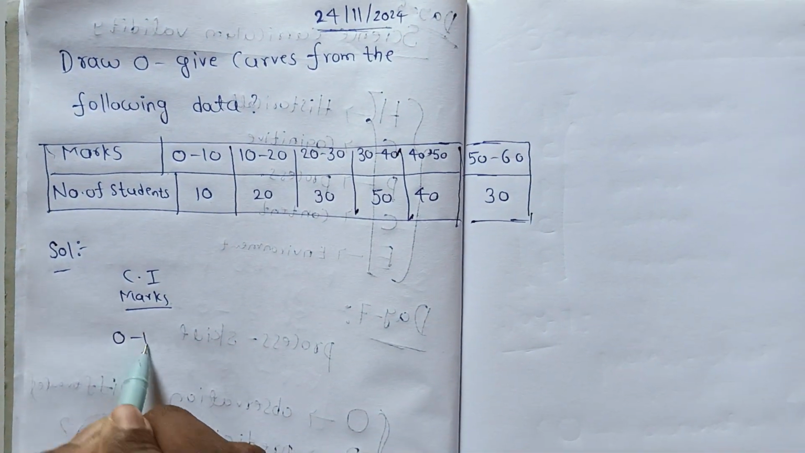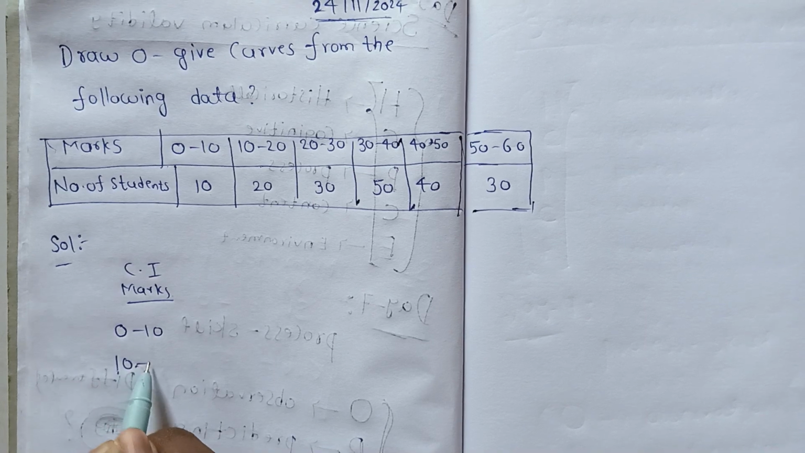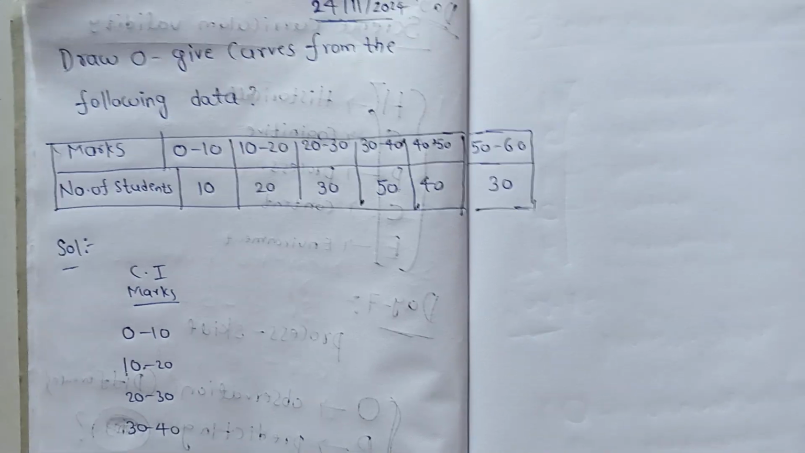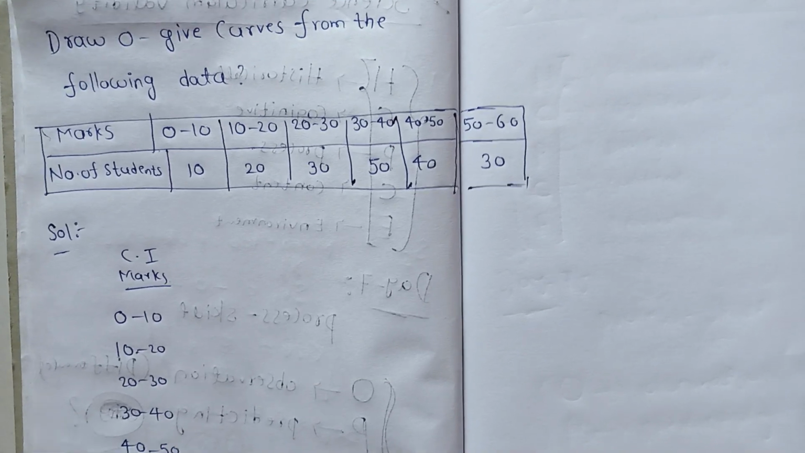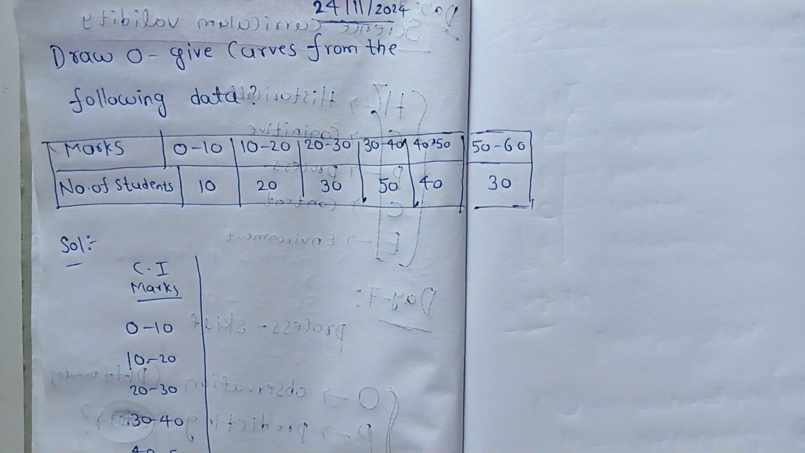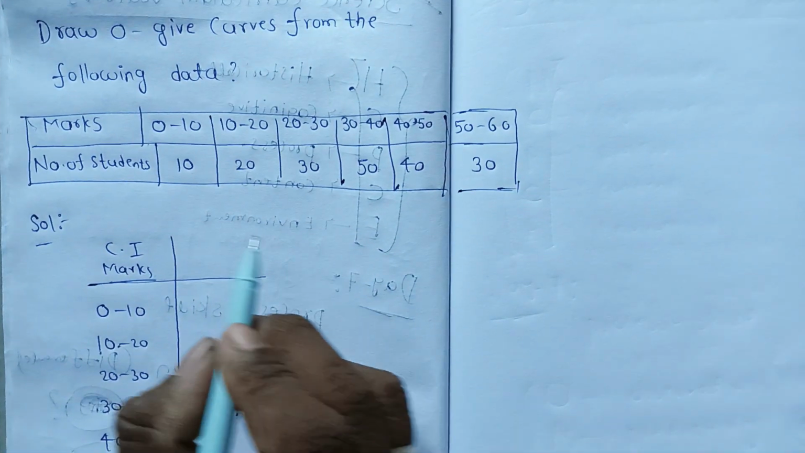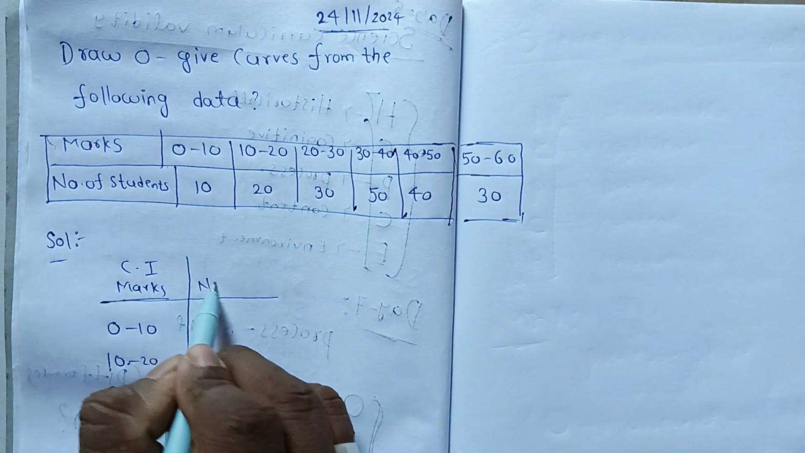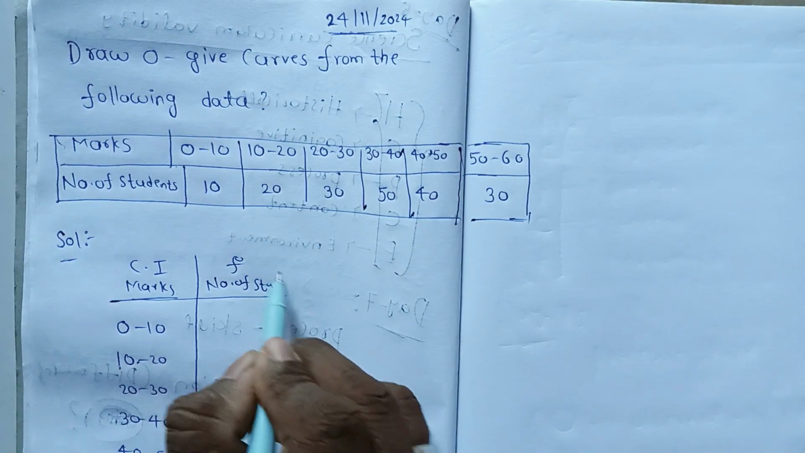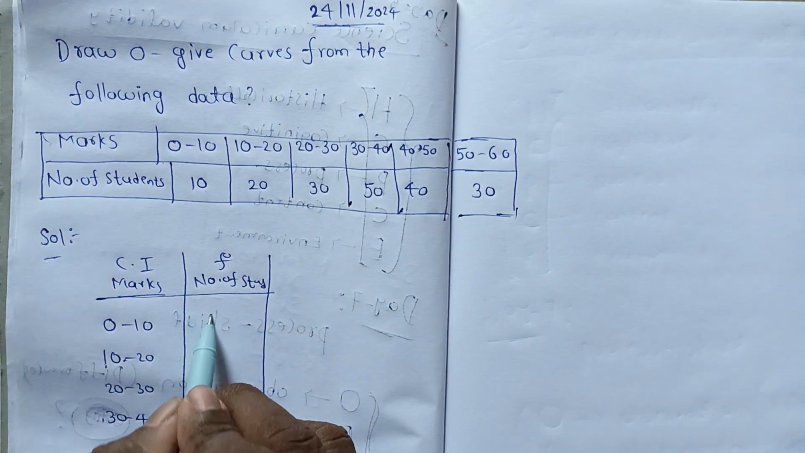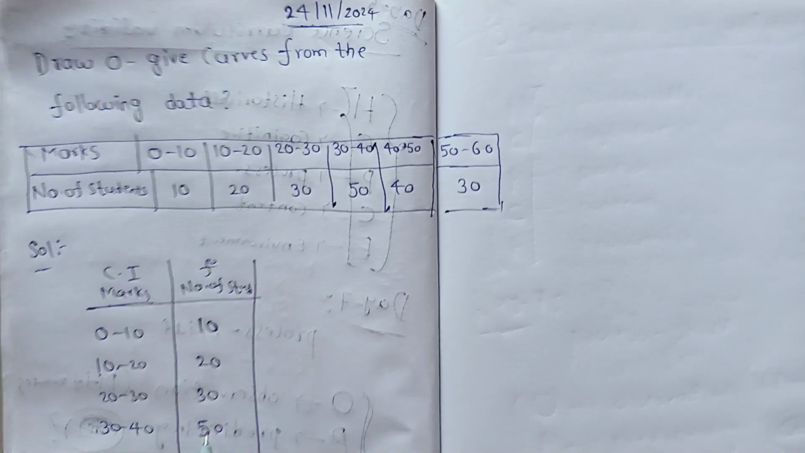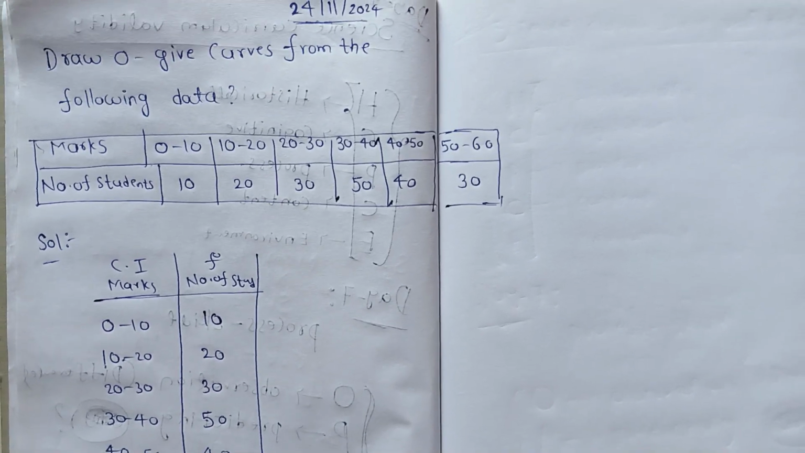So they are 0 to 10, 10 to 20, 20 to 30, 30 to 40, 40 to 50, and last 50 to 60. Next, the number of students as frequencies. So that is 10, 20, 30, 50, 40, 30.